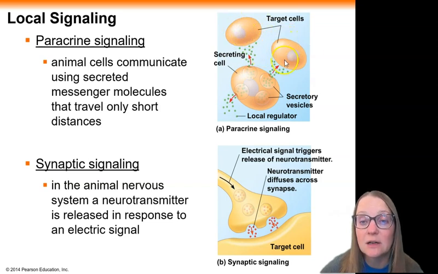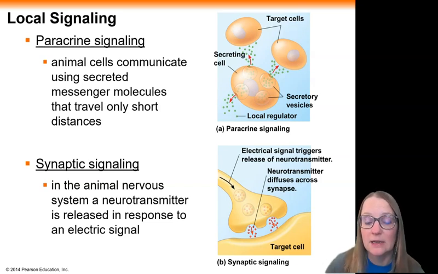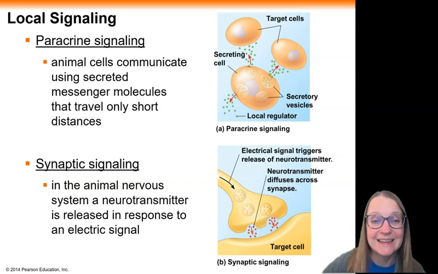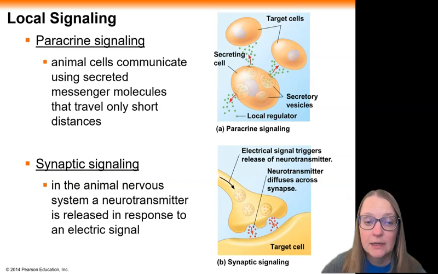And then the nearby target cells that aren't too far off, very likely in the same tissue, will have receptors and be able to pick up those signaling molecules and then respond to them. So paracrine signaling is this release of a signaling molecule from one cell that travels a very short distance and targets another cell close by. And then synaptic signaling is kind of the same concept, but it will happen only in a very specific cell type.